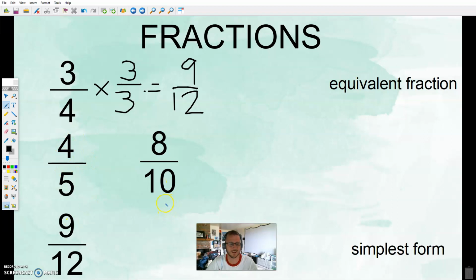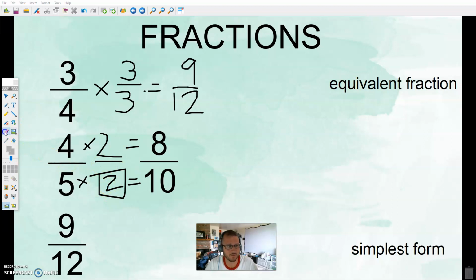If I have 4/5 and 8/10, there's two different ways I can check to see if those two fractions are equal or not. First off, just think about it. 4 times 2 equals 8, right? Well, 5 times what is going to equal 10? That's 2 again. If my top number and my bottom number are multiplied by the same number, then all I've done is multiply that 4/5 by 1 to give it an equal fraction.